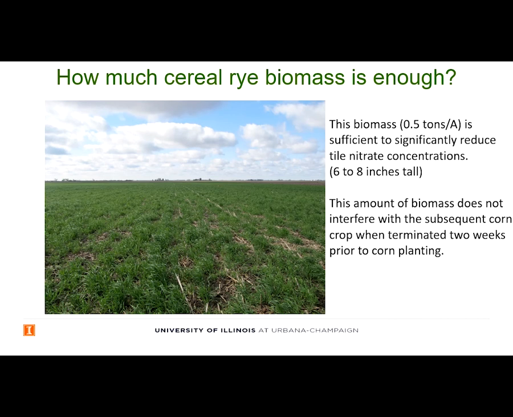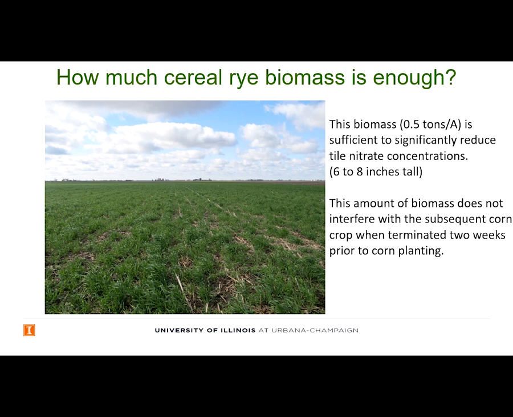So how much cereal rye biomass is enough to affect tile nitrate? Well, this picture is showing what I think is the bare minimum. This is 1/2 ton per acre of above ground biomass. This is cereal rye planted after corn, and it was going to be no-till soybean after this. This is about 6 to 8 inches tall. The canopy would be a little taller, but you're looking for about a 6 to 8 inch stem.